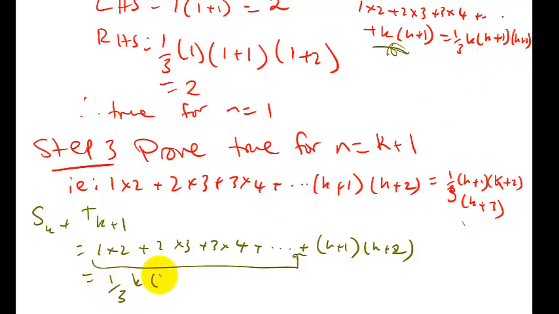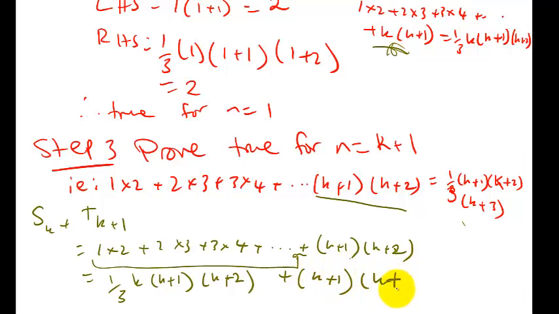1/3 k plus 1, k plus 2. Then you're going to add on top of k plus 1, k plus 2 this extra term here. You get that? Again, you don't want a dot, dot, dot. That's the whole point of changing this assumption. Okay. K plus 1, k plus 2.